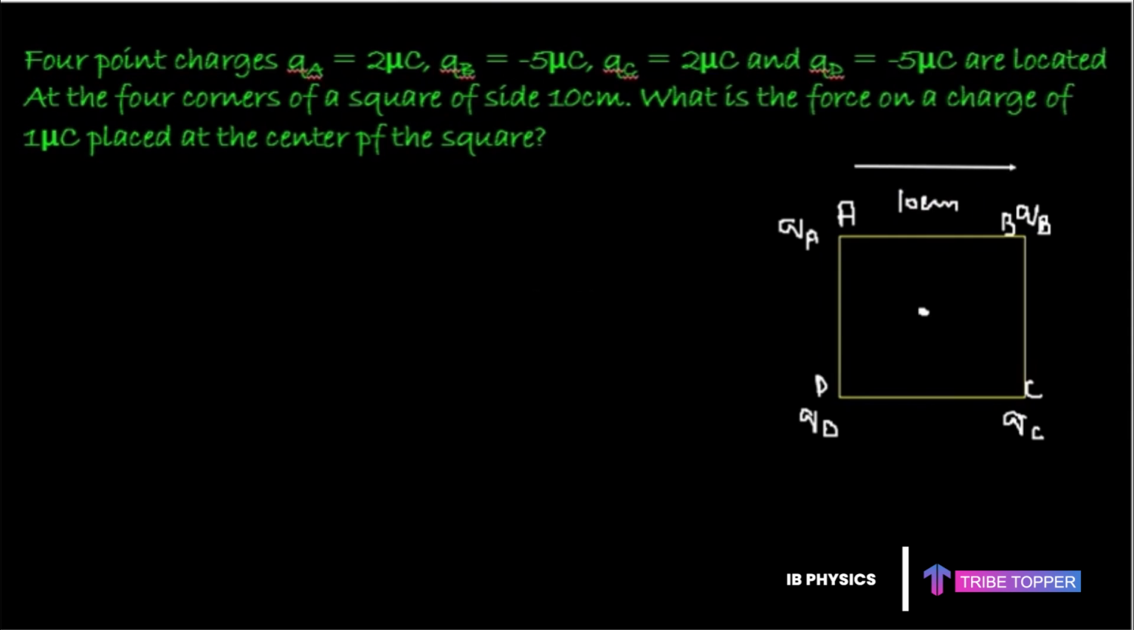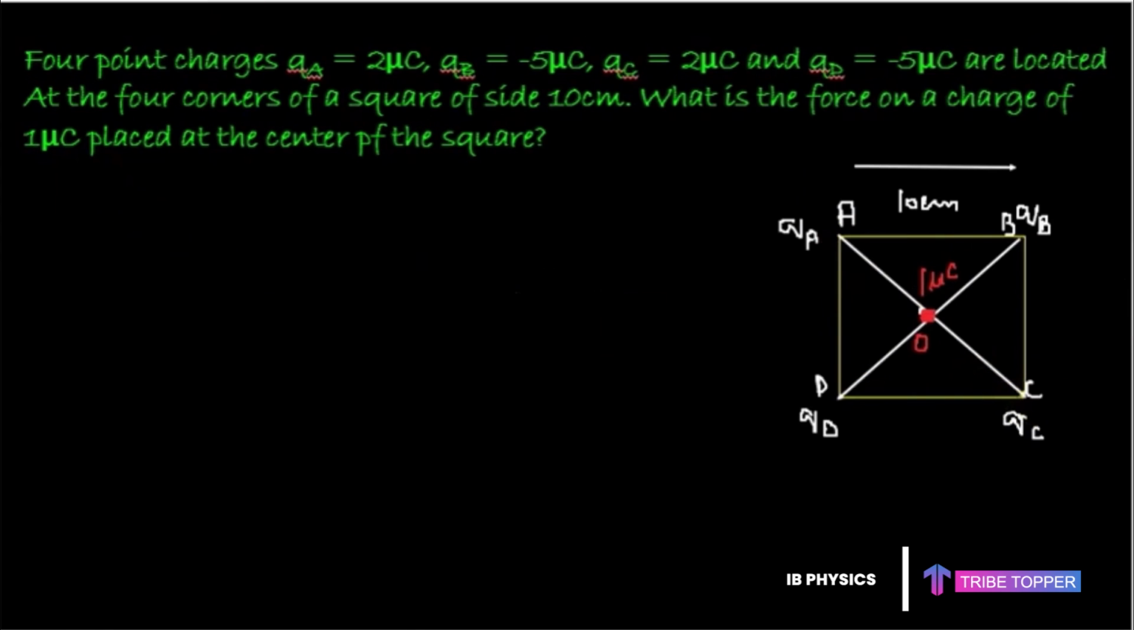Therefore, what should be the diagonal of the square? We have two diagonals, AC and the other diagonal BD. O is the point at the center where the charge of 1 microcoulomb is lying. We have to find out the force on this charge. So this distance AO would be half of the diagonal AC.